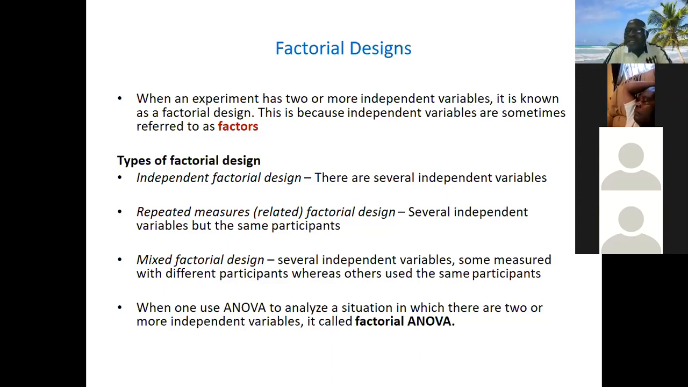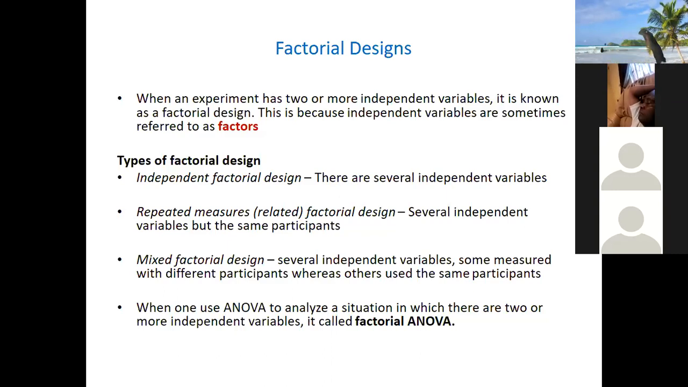Independent in this case means that no one person belongs to more than one of the groups at a time. So all those 6 groups are different people. In that case, there are independent variables involved. That is independent factorial design.